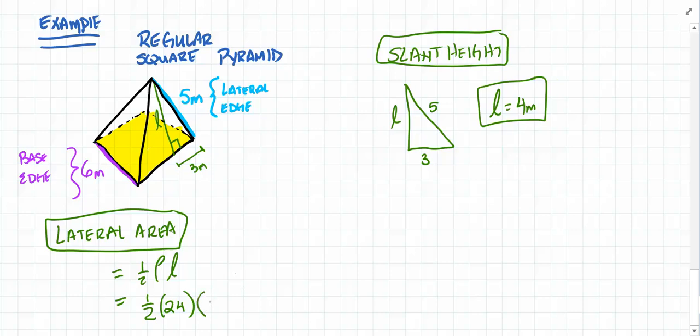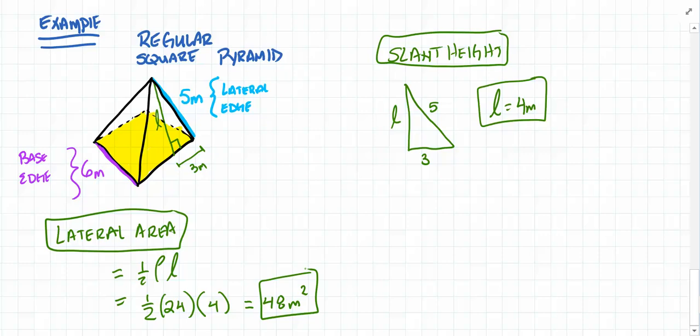48 what? We're talking about area. Meters squared. Good question. Where does the 24 come from? 24 is the perimeter of the base.